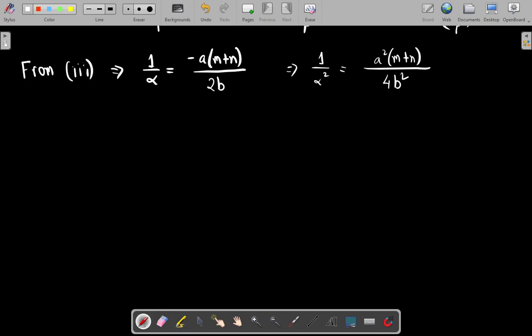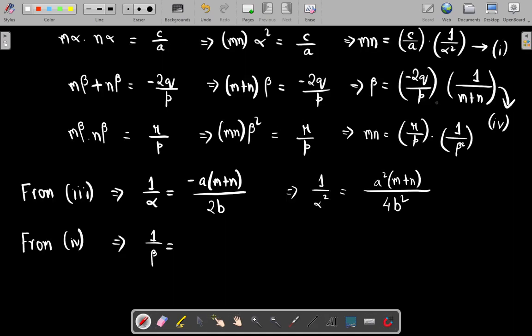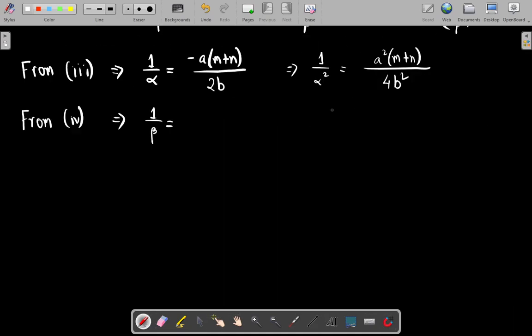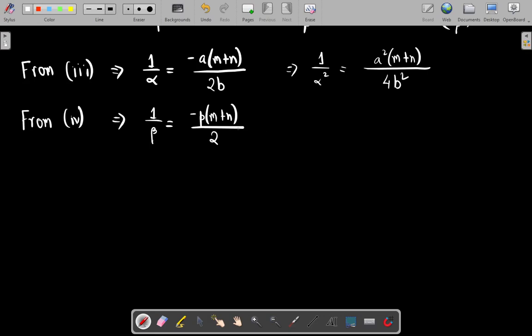Similarly from 4, I can get 1 upon beta, which is this minus p times m plus n upon twice q, right? Here twice q is in the numerator, so on reciprocaling it, it will come in the denominator.